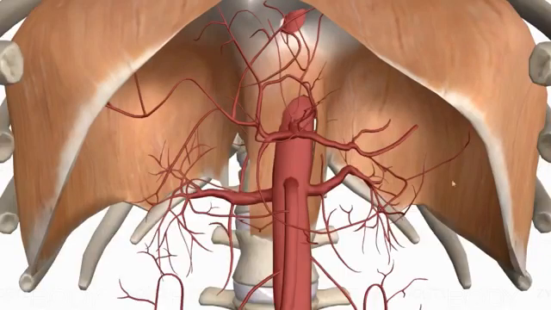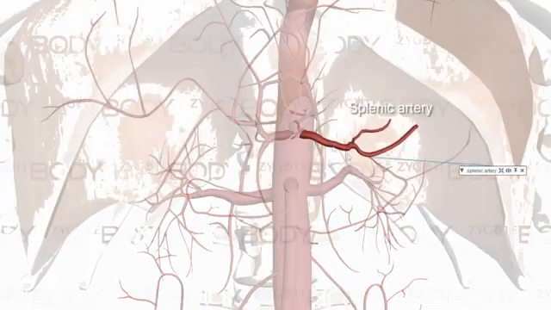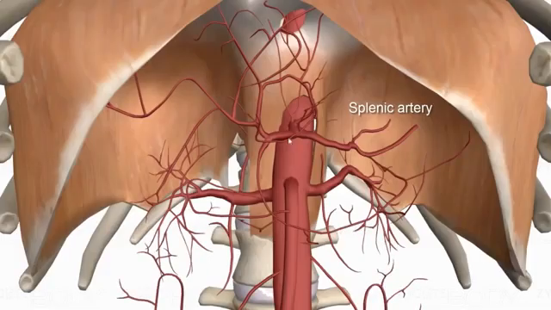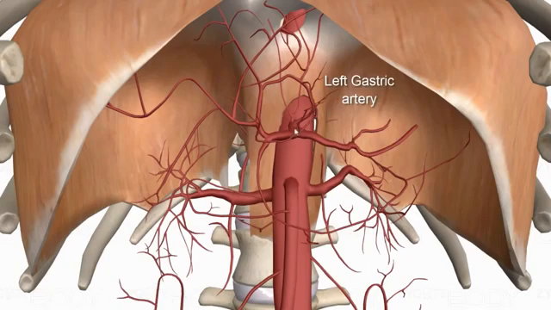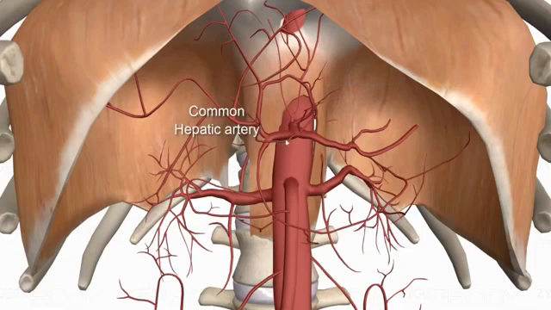And the first big branch coming off of that is going to the spleen. So this is our splenic artery. A branch coming up is going to go to the stomach, and that is the left gastric artery. And then this branch right here, which heads over to the liver, is going to be the common hepatic artery.